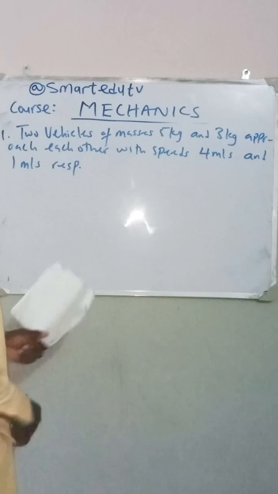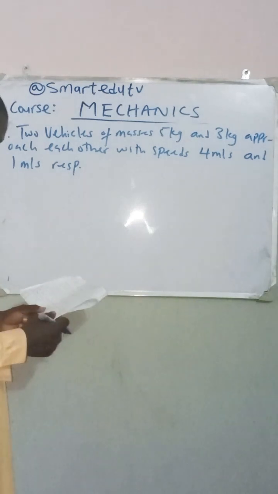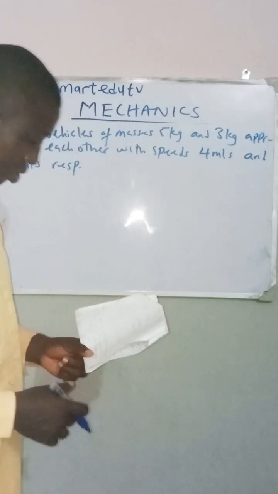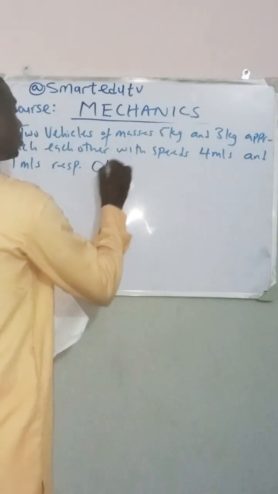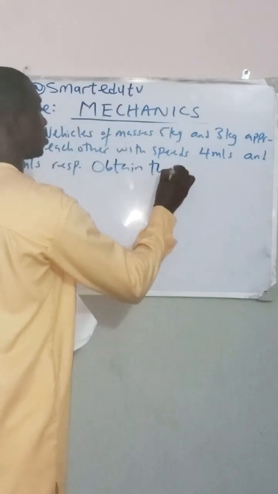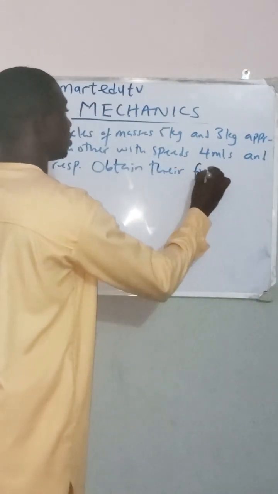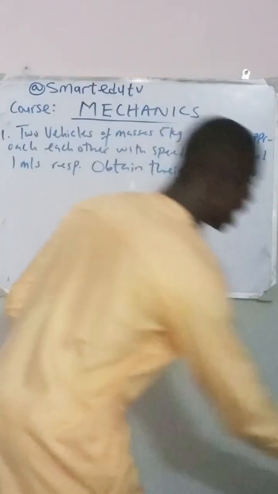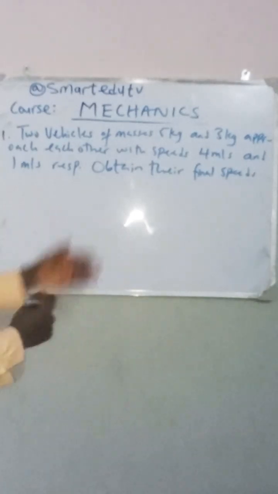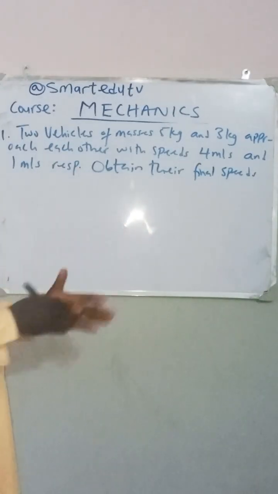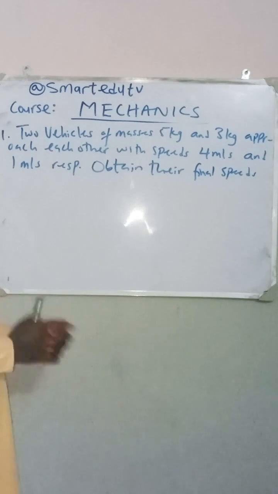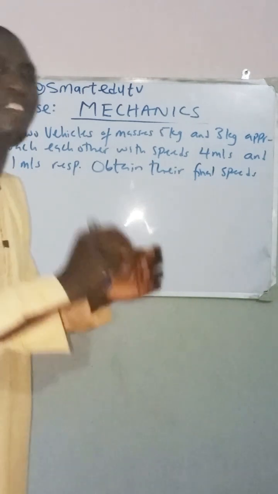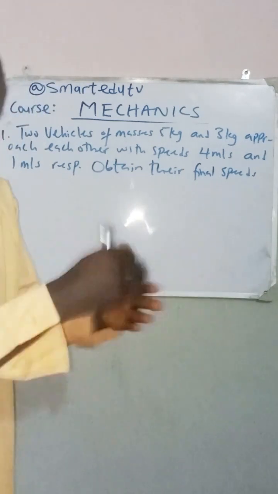If there is an elastic collision between the two bodies, obtain their final speeds. Don't forget, in that question, they gave the condition that there is an elastic collision between the two bodies.